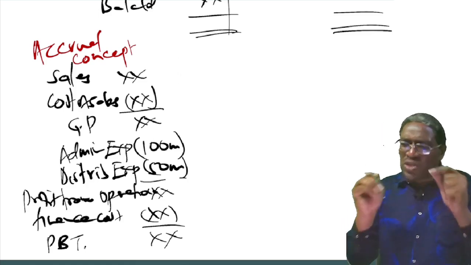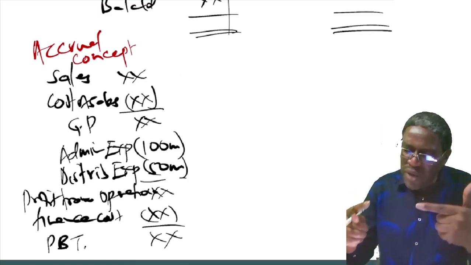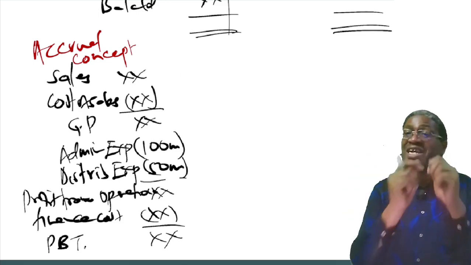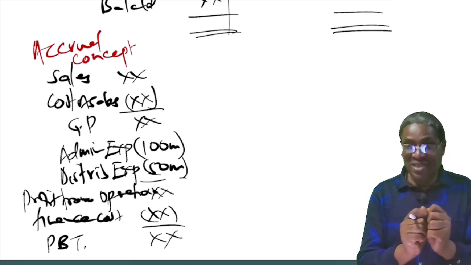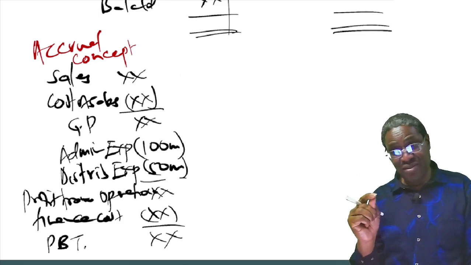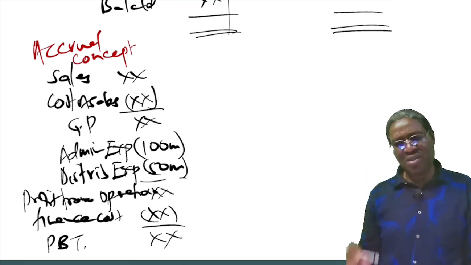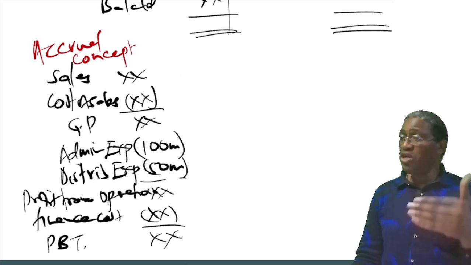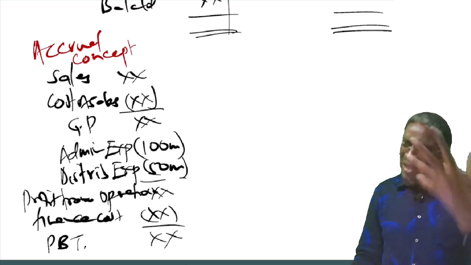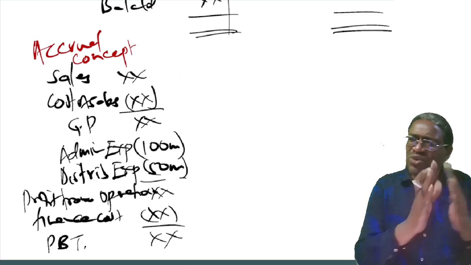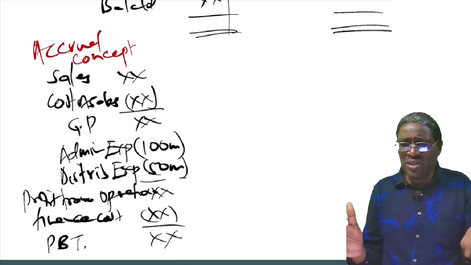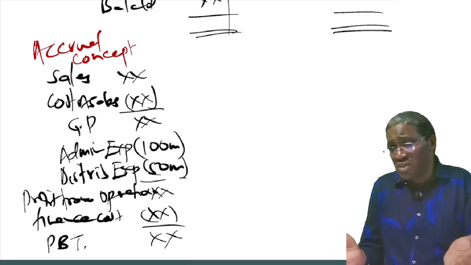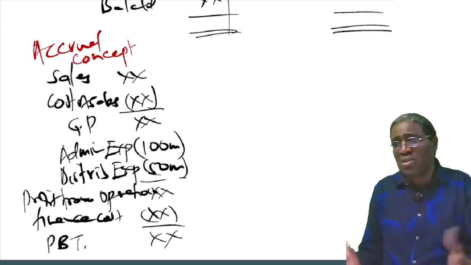So in actual sense, how much is it that you paid for expenses in cash? Another thing is this: among those expenses, whether admin or distribution, there are some of them that you never paid any cash for. They are what we can call non-cash items, like depreciation.